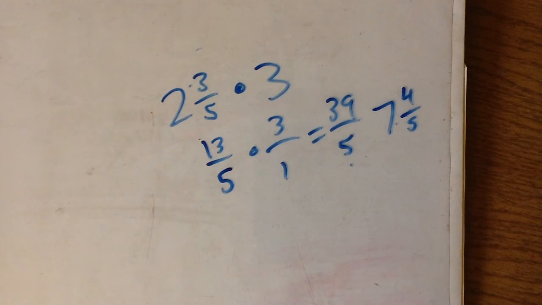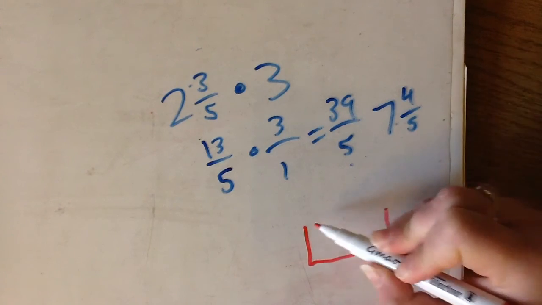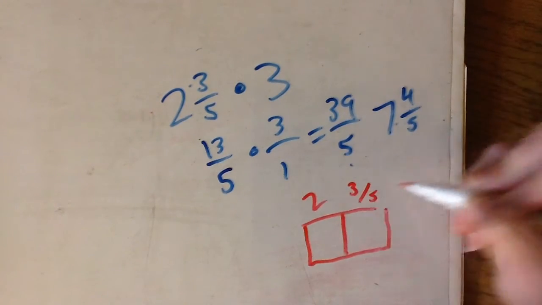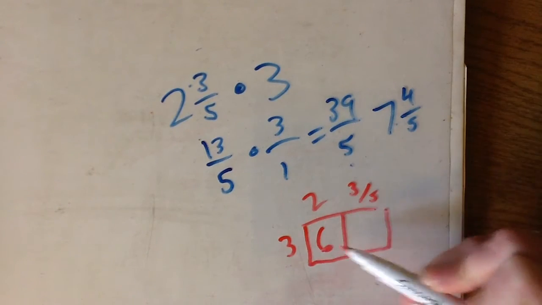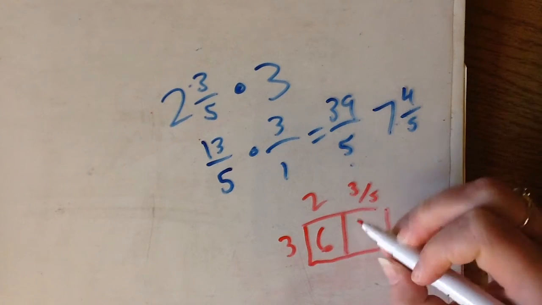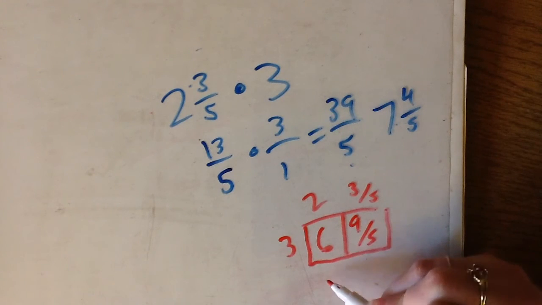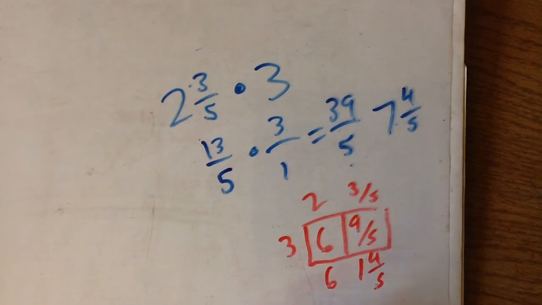Once again, if you really want to do Punnett squares, that would look like this. There are actually only 2 boxes because you have 2 3/5 and a 3. So 3 times 2 is 6. 3 times 3/5 is 9 over 5, which is how you get 6 and 4/5. So you still get back to the same thing. Sometimes it might be faster and sometimes not so much.